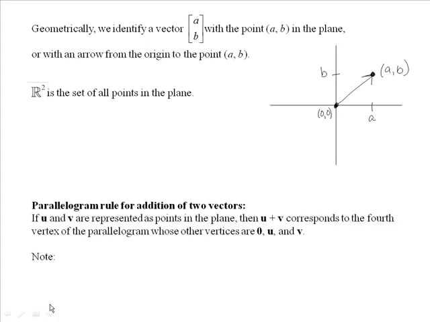We have a parallelogram rule for addition of 2 vectors. If u and v are represented as points in the plane, then u plus v corresponds to the 4th vertex of the parallelogram, whose other vertices are 0, or the origin, u, and v. So just a note, 0, and I'll denote it with the arrow on top. The 0 vector in this case is in R squared, so we have 2 entries, and both of them are 0.